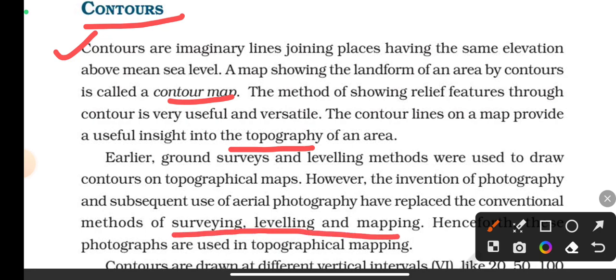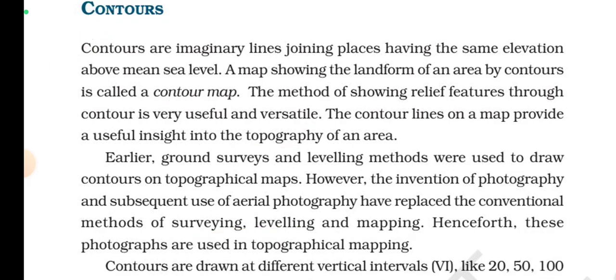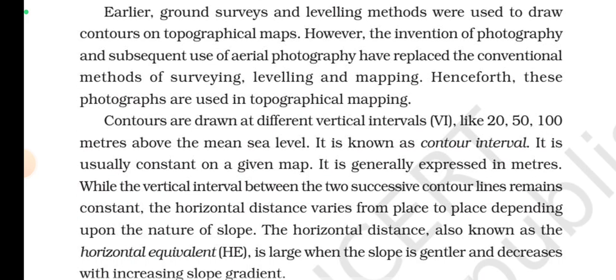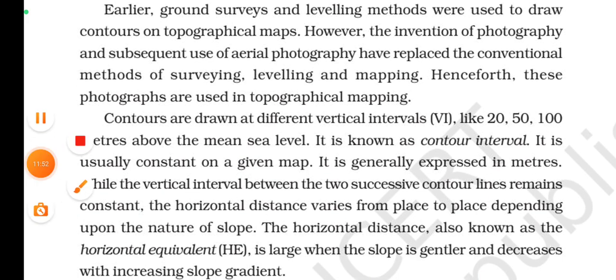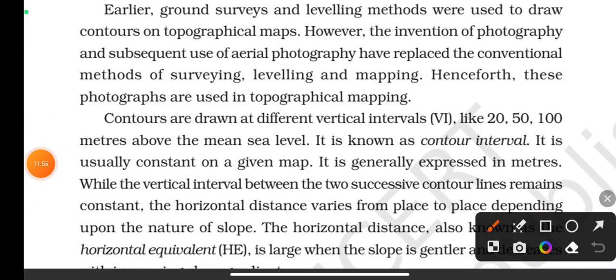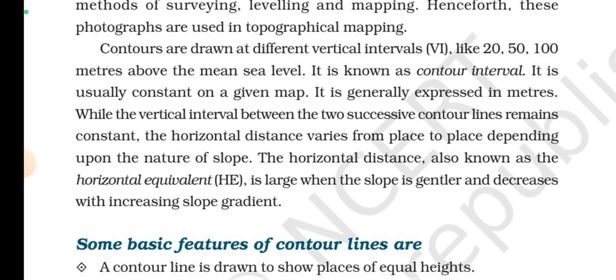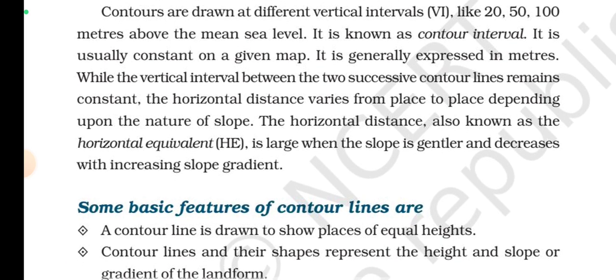So in recent dates, we don't do surveying, leveling and mapping. Hence, photographs are used in topographical mapping. So how do we do the topographical mapping? Through the use of aerial photography and all. Then contours are drawn at different vertical intervals, like 20, 50, 100 meters above the mean sea level. It is known as contour interval.